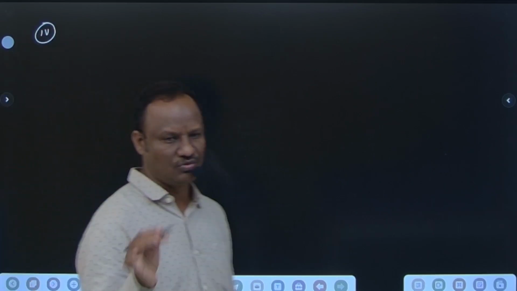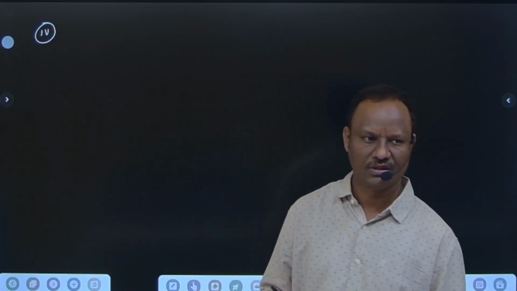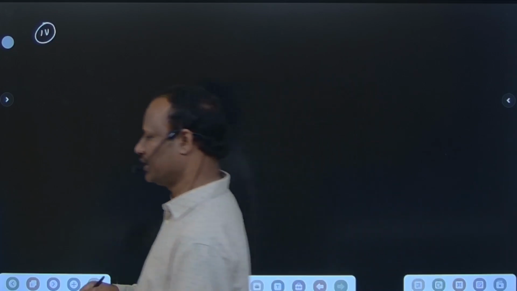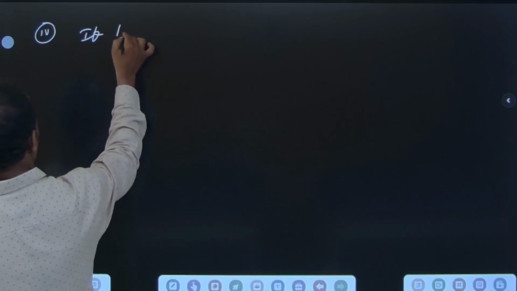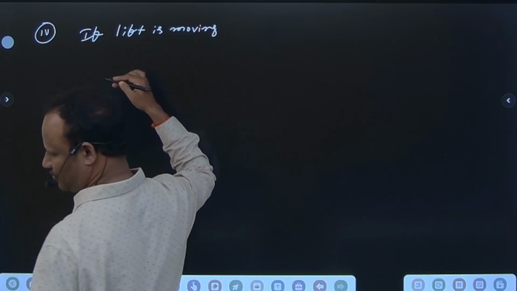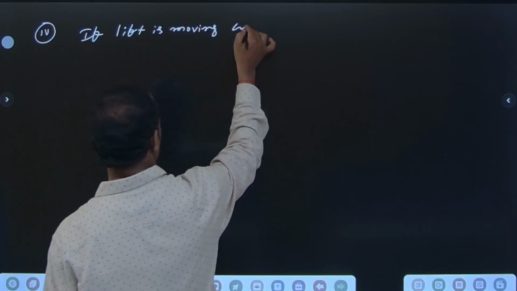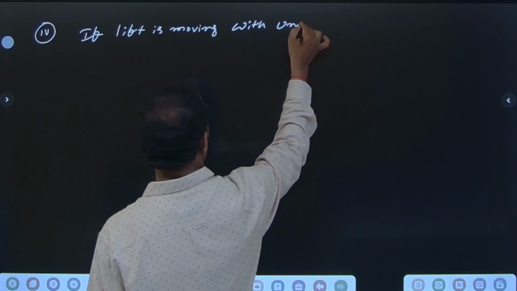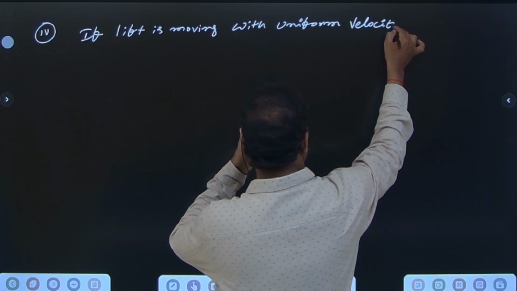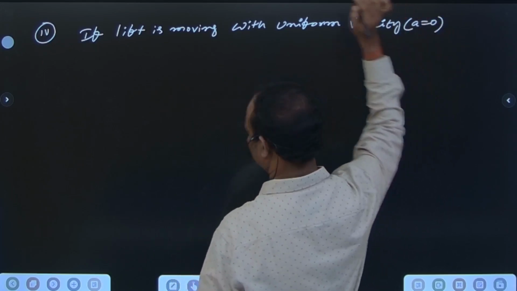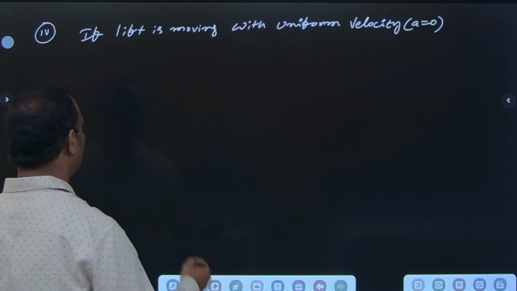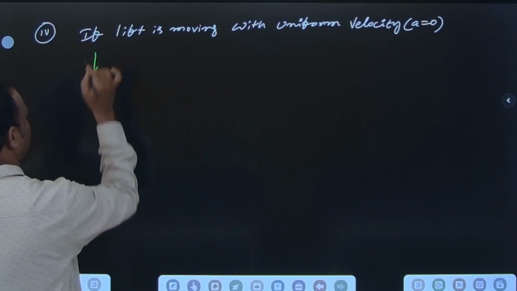If the lift is moving with a uniform velocity. Uniform velocity means what? It's a constant velocity. So if the lift is moving, either upward or downward, you can take it as moving with uniform velocity. So uniform velocity means what? Acceleration a is equal to what? 0. V is equal to constant, no? So what is the acceleration? 0. So first take the downward direction.